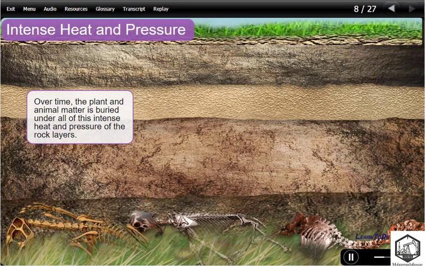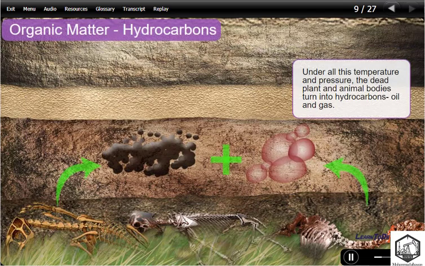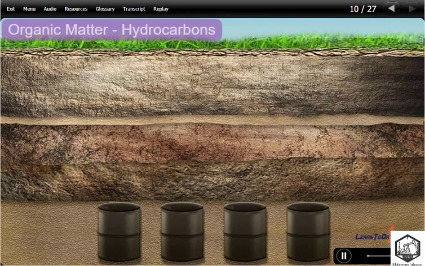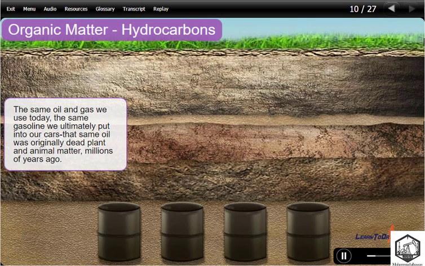Over time, the plant and animal matter is buried under all of this intense heat and pressure of the rock layers. Under all this temperature and pressure, the dead plant and animal bodies turn into hydrocarbons, oil and gas. The same oil and gas we use today, the same gasoline we ultimately put into our cars. That same oil was originally dead plant and animal matter millions of years ago.